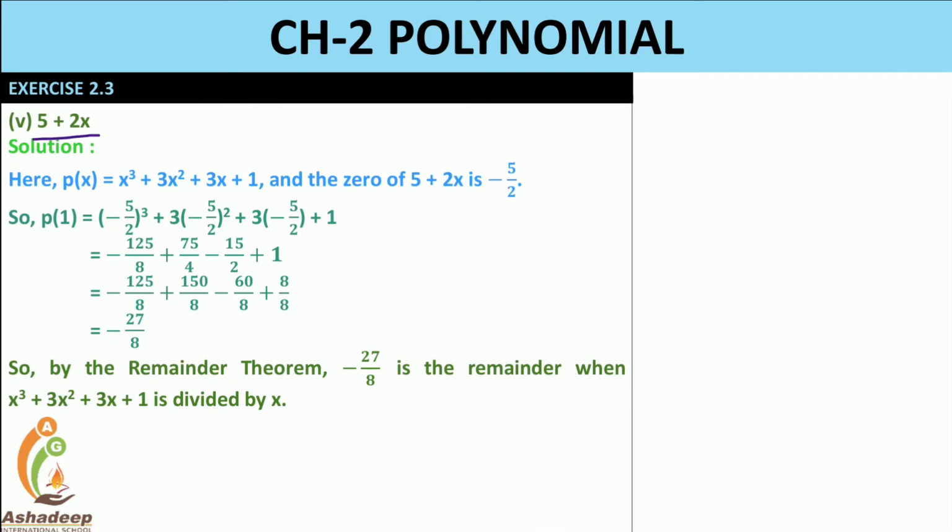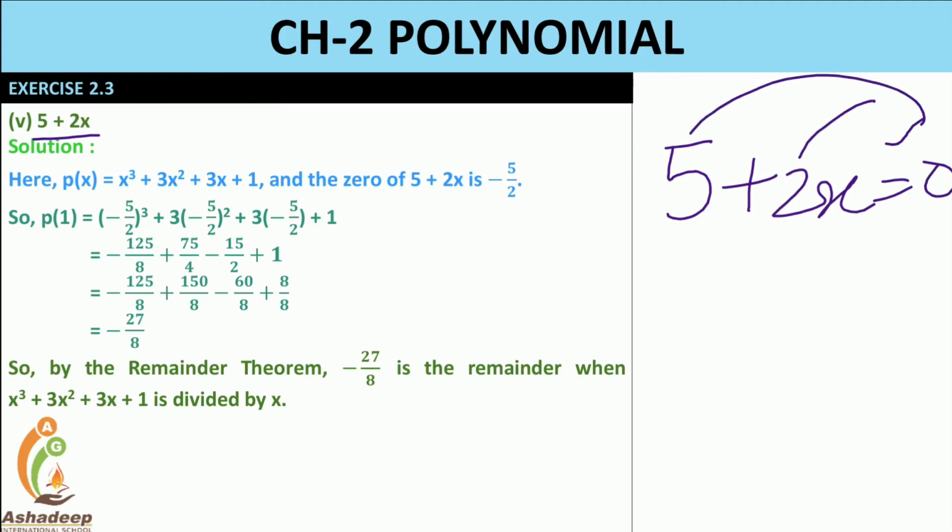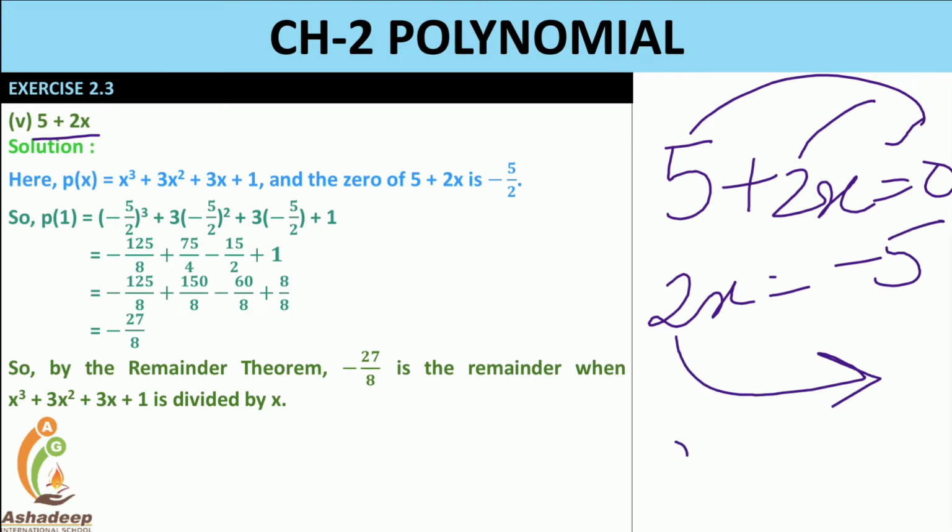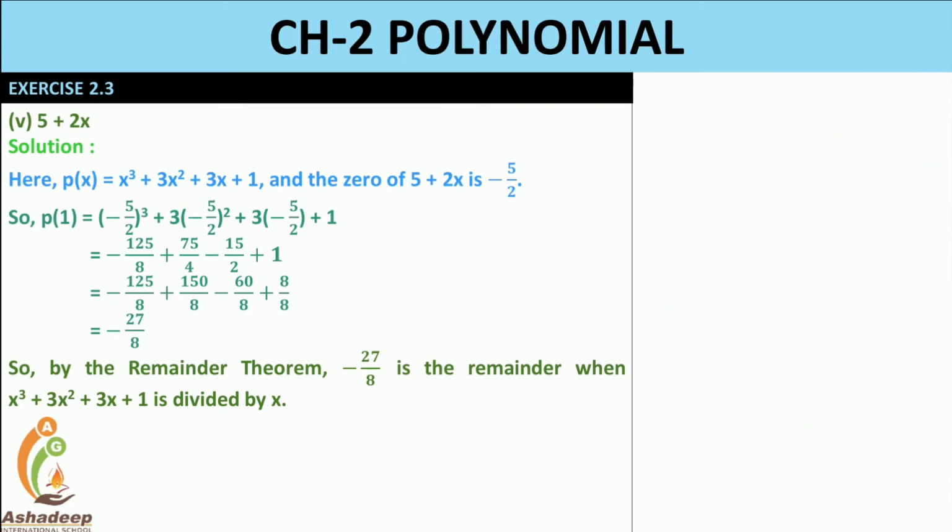See here, in this equation, 5 plus 2x is equal to 0. If 5 goes to the other side, it becomes minus 5, and 2 from the numerator goes into the denominator. So x is equal to minus 5 divided by 2. So x is equal to minus 5 by 2. So instead of x in this polynomial, we need to put minus 5 by 2.